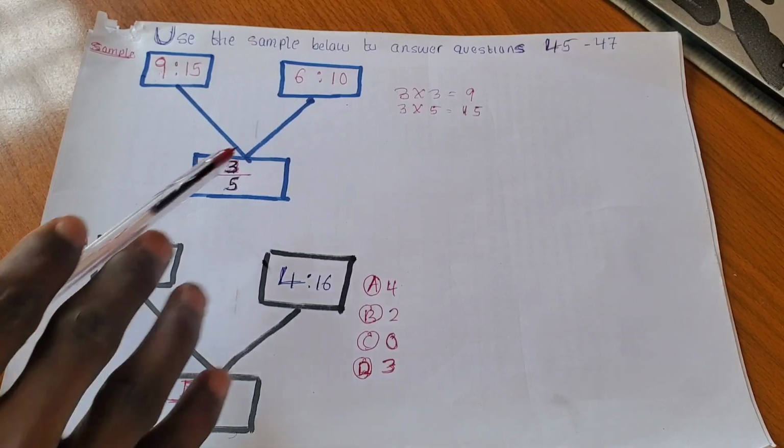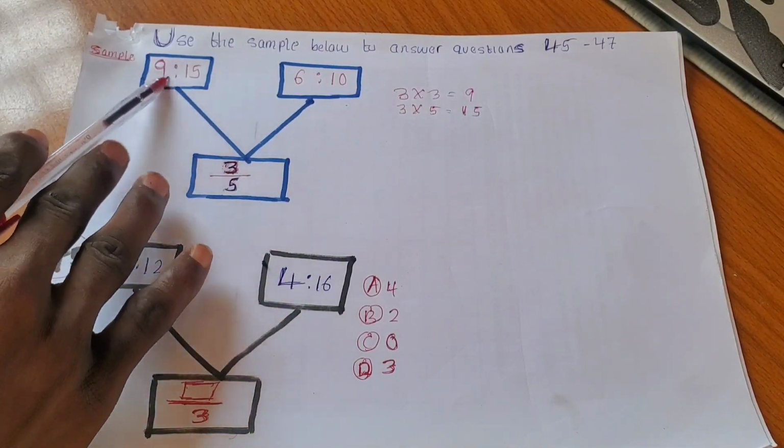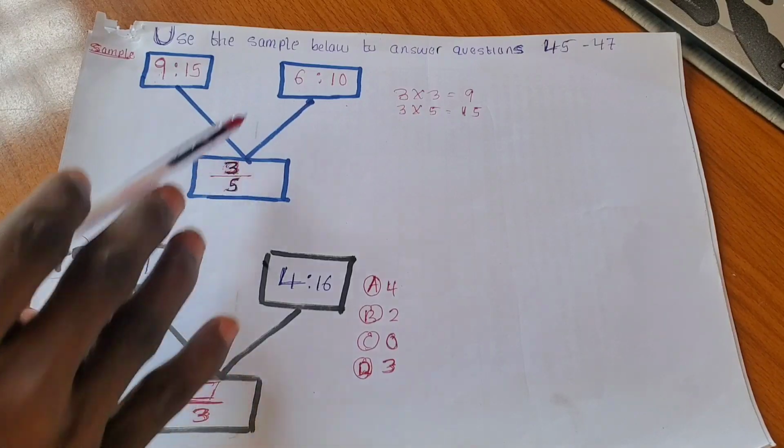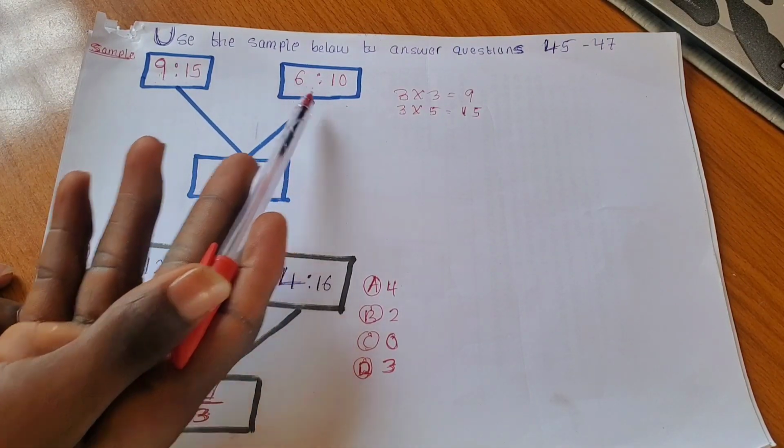Now back to the right hand side of the box. This is the left hand side; we have done with this. Now, how do we use this to get this? What is the relationship that exists between this box 6/10 and 3 over 5?